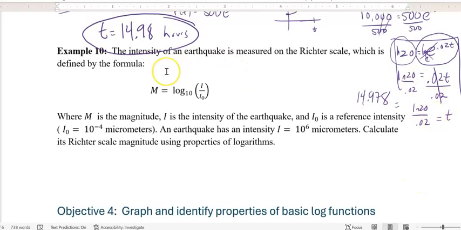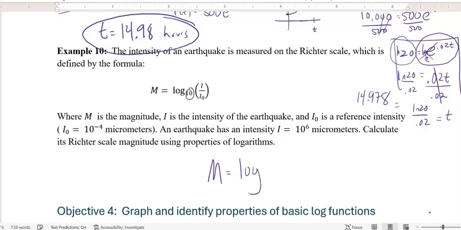Let's take a look at this problem that uses logarithms to measure the intensity of an earthquake, which you might have heard called the Richter scale. That number on the Richter scale is based on this formula where M is the magnitude, I is the intensity of the earthquake, and I naught is a reference intensity, 10 to the negative 4 micrometers. An earthquake has an intensity of 10 to the 6 micrometers. Calculate the magnitude on the Richter scale using logarithms. This is just a plug and chug kind of problem. Say I is 10 to the 6, so just plug it in, log base 10.